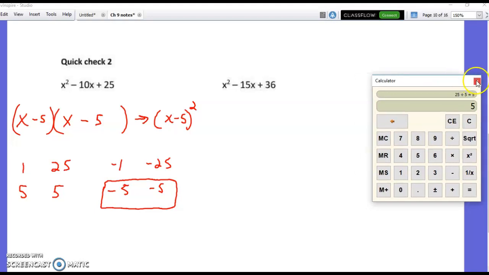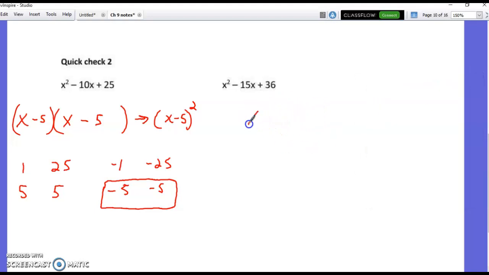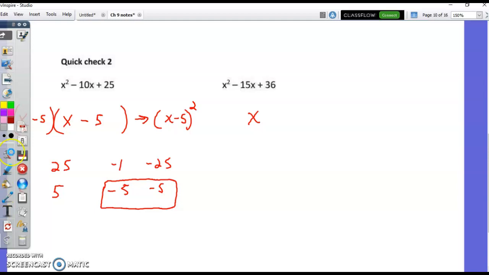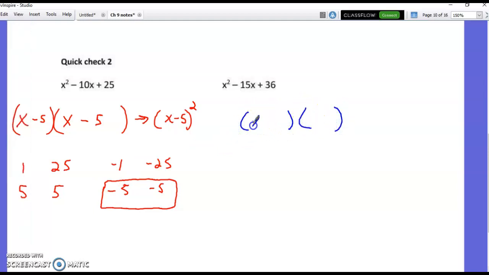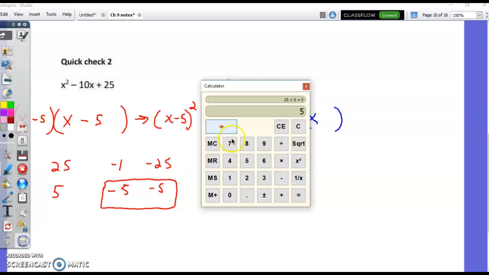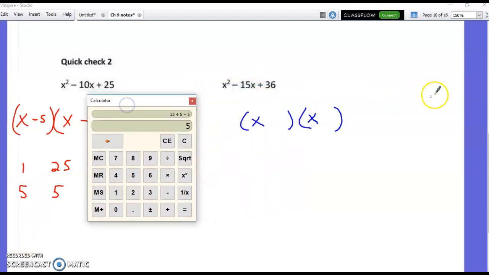All right, let's try this one. So I'm going to write my x's. Let me switch colors here. So do your parentheses, x and x. So we've got to look at 36. I'm going to bring up the calculator. You always use your calculator just to double check we're getting everything we can.